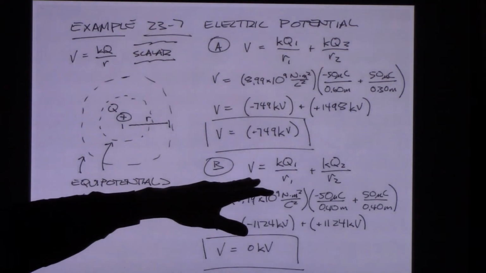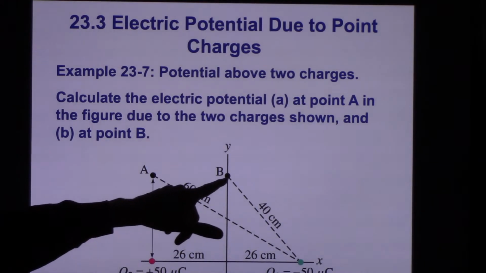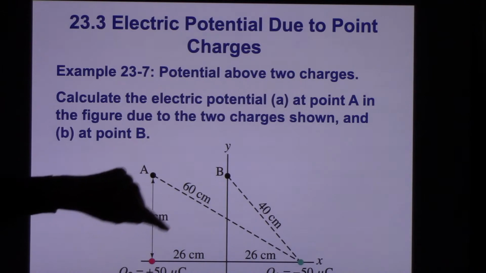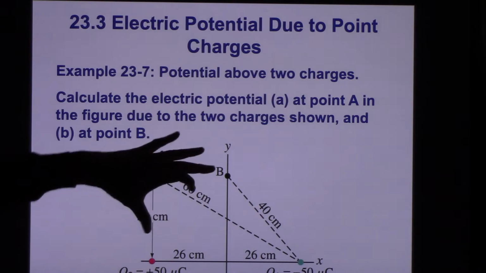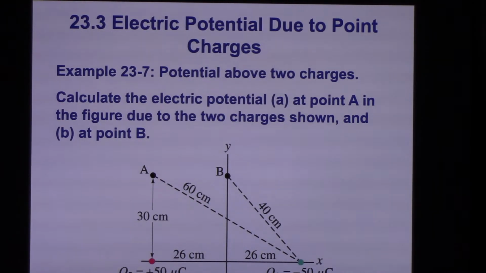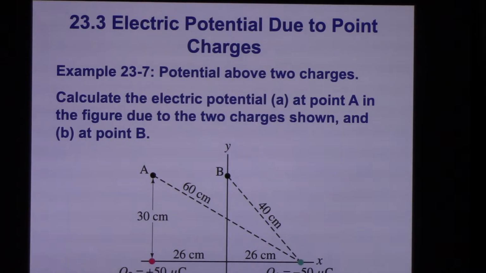So when I moved to point B, point B is kind of an interesting case because it is an equal distance. They didn't draw this in, but this is also 40 centimeters. See that isosceles triangle right there? So that's 40 centimeters, that's 40 centimeters. I don't need to carry out a calculation because I've got two charges, same magnitudes, opposite signs, same distance from point B, so their effects will exactly cancel in terms of electric potential.